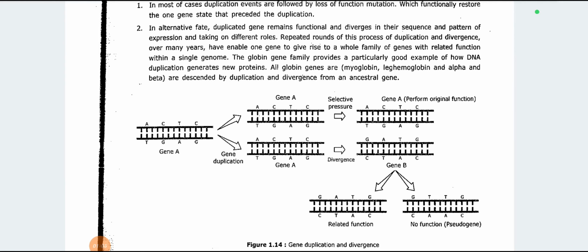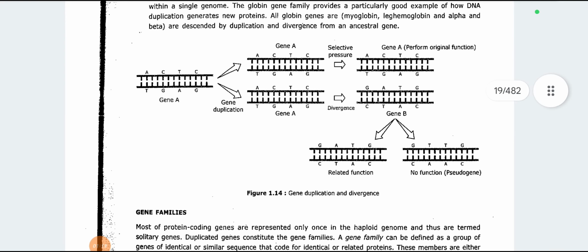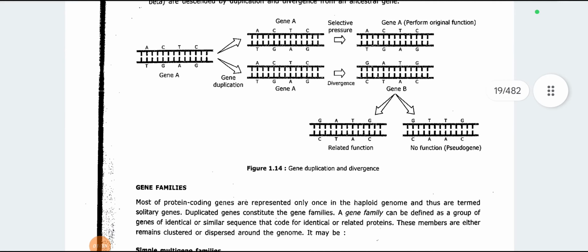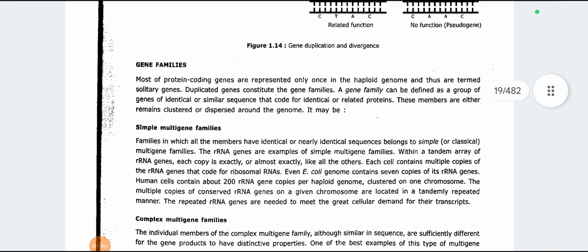Repeated rounds of this duplication and divergence over many years enable one gene to give rise to a whole new family with related functions within a single genome. For example, the globin gene family provides a very good example of how DNA duplication generates new proteins. Globin genes such as myoglobin and alpha and beta hemoglobin are all descended by duplication and divergence from an ancestral gene. So when gene A undergoes gene duplication, it has two fates, one with related function and another with no function.